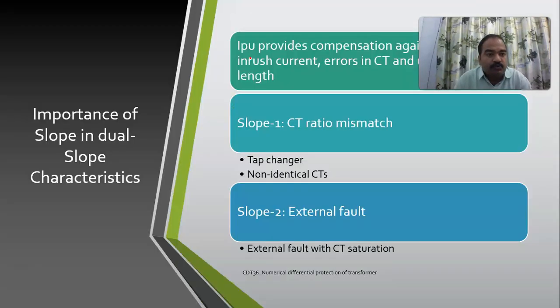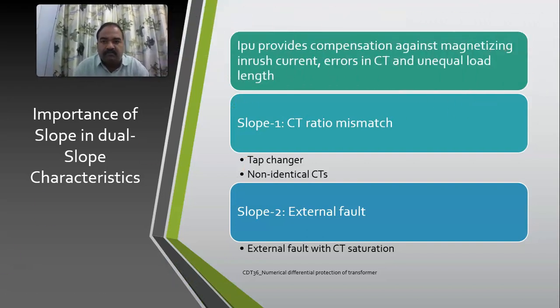Why has slope 2 been introduced? See, transformers suffer from different problems. Now you do have three characteristics. One is a constant characteristic of IPU. The next one is a single slope. The other one is a second slope, number 2. So what is the advantage of having this many slopes?